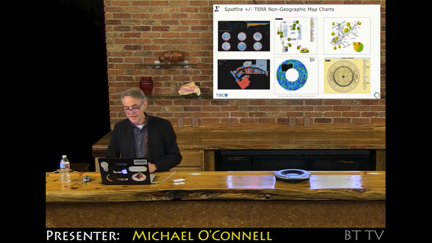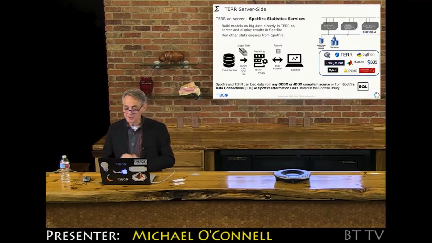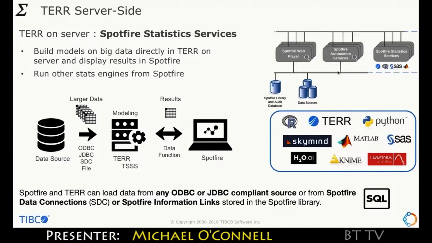So let's talk a little bit about this TERR engine, which is fabulous. We want to have all that capability I just showed you, but there are a lot of other engines out there besides R, so we want to embrace those as well. MATLAB, for example, is a great engine. SAS, we mentioned KNIME and Lavastorm that are out there. H2O for doing modern machine learning, SkyMind for doing modern deep learning, Python. There are lots of engines out there.